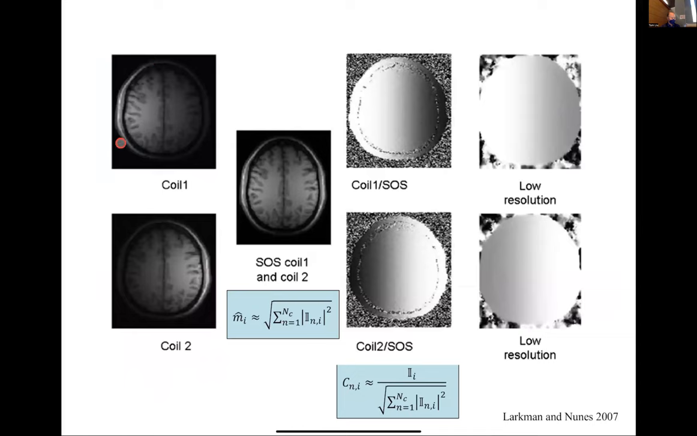And this is an example of that. This is what coil one sees. This is what coil two sees. This is my estimate of the sensitivity of each coil. And if I do the sum of squares, I get this image here, which looks pretty good. But obviously it's going to depend a little bit on these coil sensitivities, so let's look at an example of that.